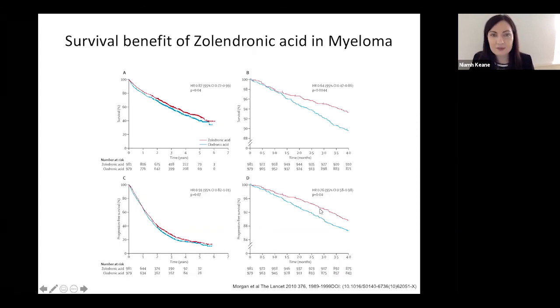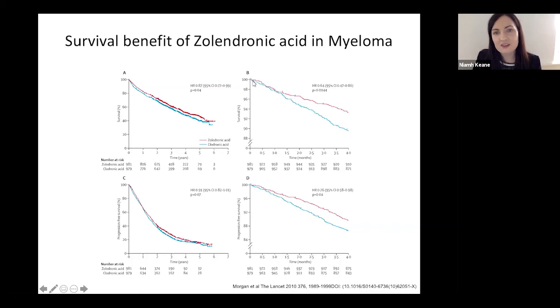A happy surprise was that in one of the UK trials in multiple myeloma, it was seen that with Zometa in particular, there appears to be a survival advantage for patients with multiple myeloma. And here, what they did was they had a clinical trial where they compared an older bisphosphonate with Zometa or Zoledronic acid. And what you can see here in this magnified graph is that the red line is the patients who got Zometa, the blue line is the patients who got the other bisphosphonate.